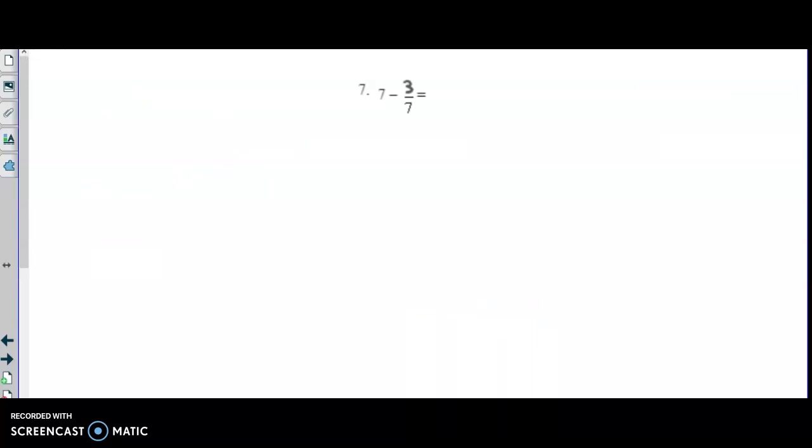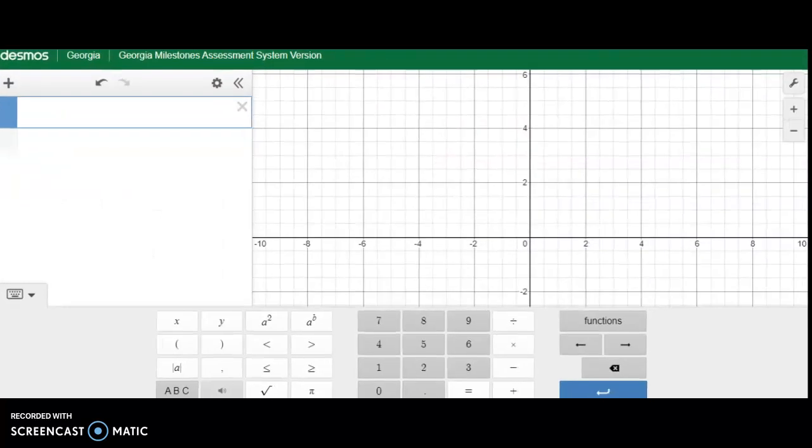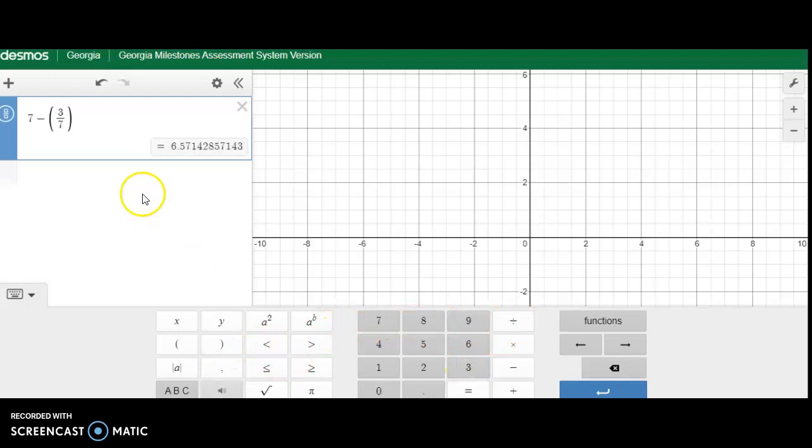All right, 7 minus 3/7. Since we're subtracting, you would need common denominators, but honestly, my initial reaction is to type it in the calculator. So that's what I'm going to do. I'm going to do 7 minus, and then since 3/7 is a fraction, we have to make sure we put it in parentheses. So 3 divided by 7, close our parentheses.